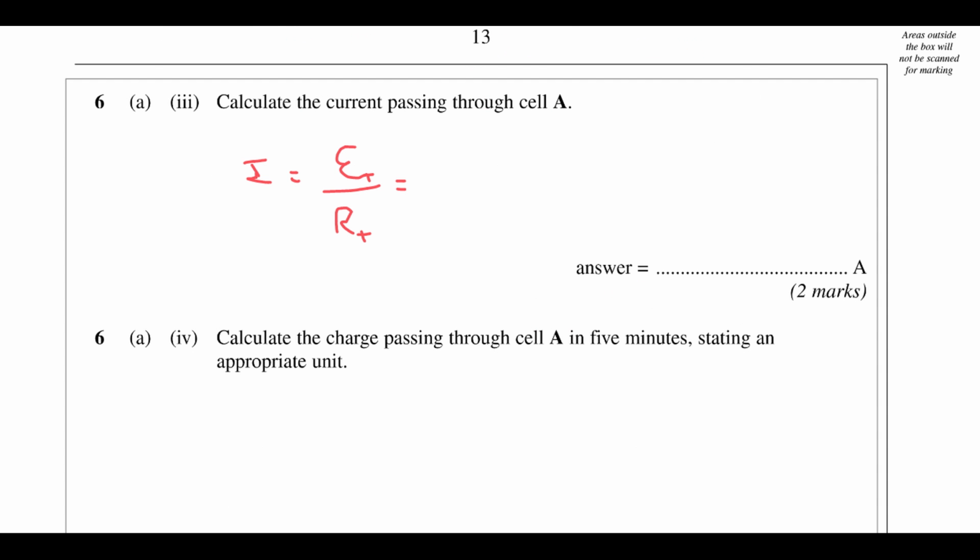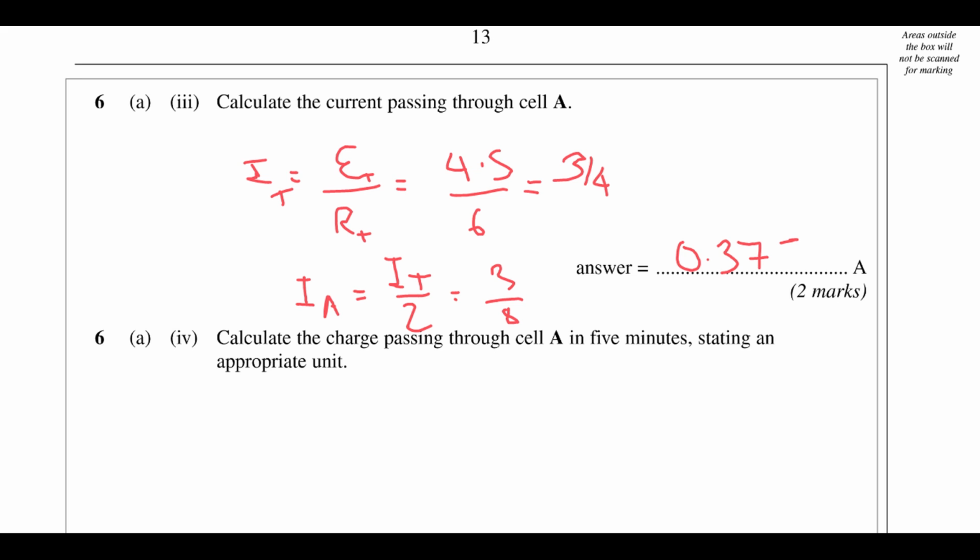Okay, so then it wants to work out the current passing through cell A. Because the two cells are identical, the current's going to split in half through each of those cells. So let's first of all work out what the total current is, and then we'll split it in half. Our total EMF was 4.5, our total resistance was 6, so that's going to give us a value of 3/4, and then the current through A is going to be half of the total because they're identical resistors. So that's going to be 3/8, which is 0.375 amps there. We never leave answers as fractions in physics.